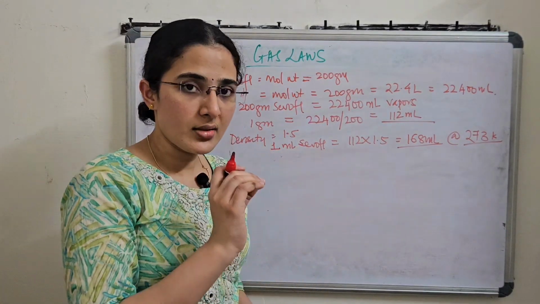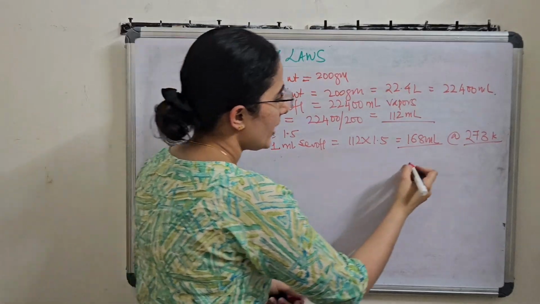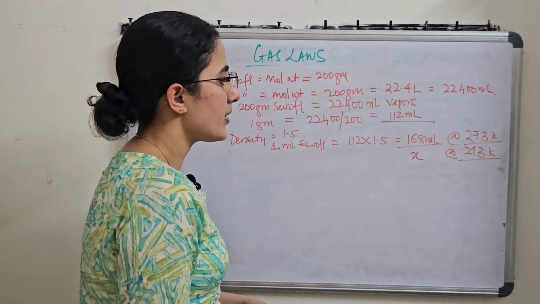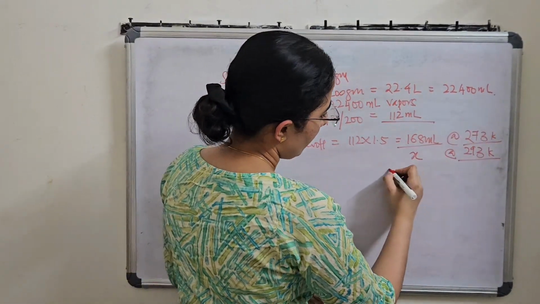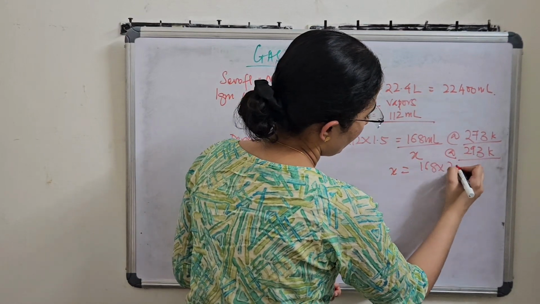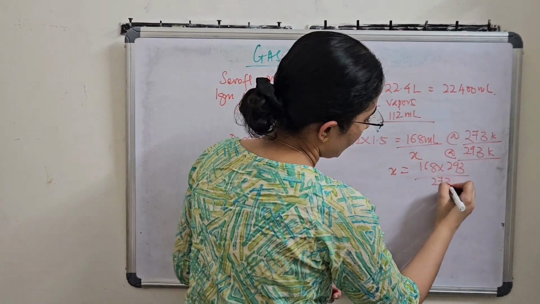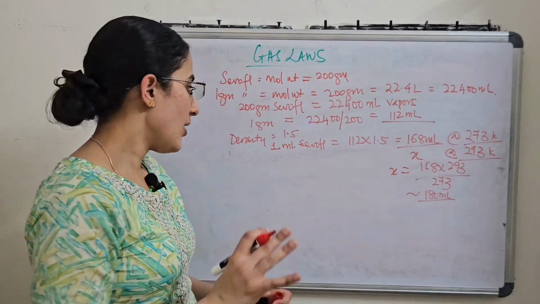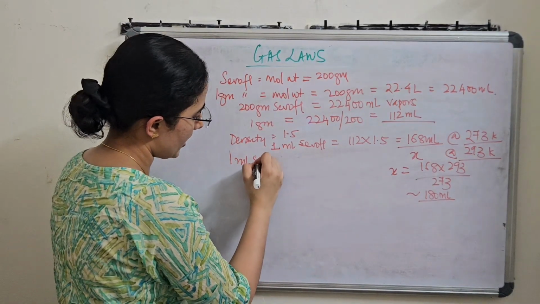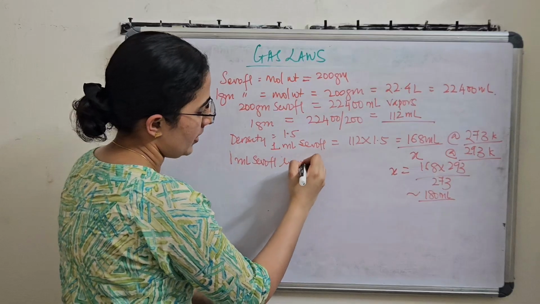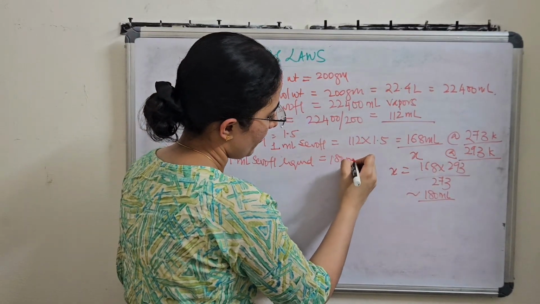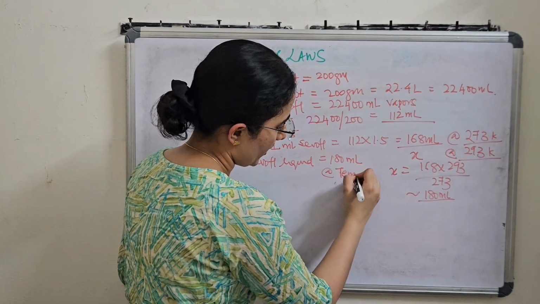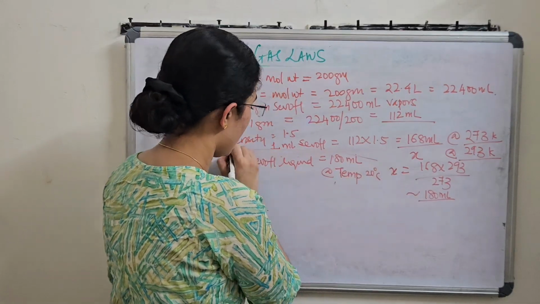Now, using Charles' law, how do we determine how many ml there will be at 293 Kelvin? Putting this into the equation, X equals 168 into 293 divided by 273, which comes to approximately 180 ml. So we finally have that 1 ml of sevoflurane liquid will produce about 180 ml of vapor at room temperature or the temperature of the OT, that is 20 degrees Celsius.